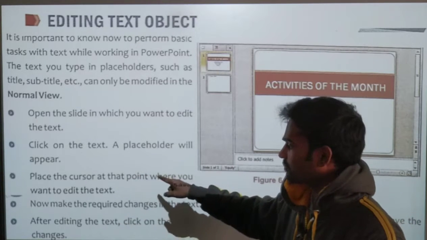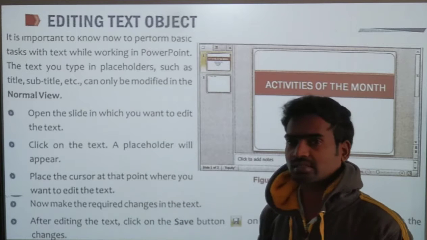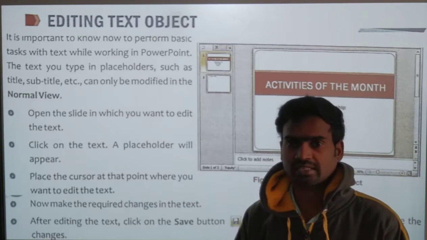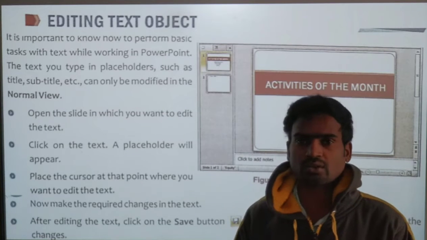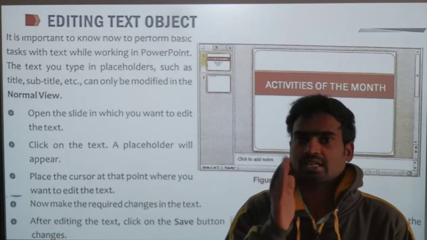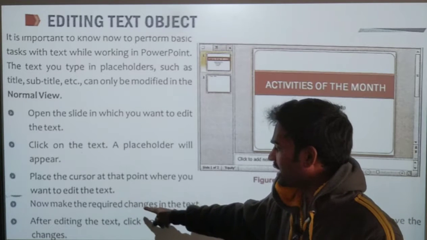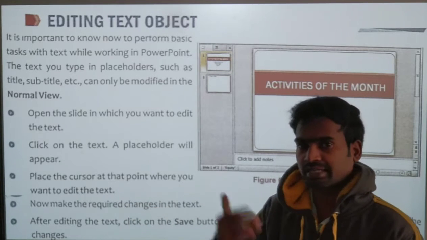Place the cursor at the point where you want to edit the text. Just click on the place where you want to make corrections or edit the text. Then the mouse pointer will go there, and the cursor will be ready to make corrections. Now make the required changes in the text. We can make corrections now.